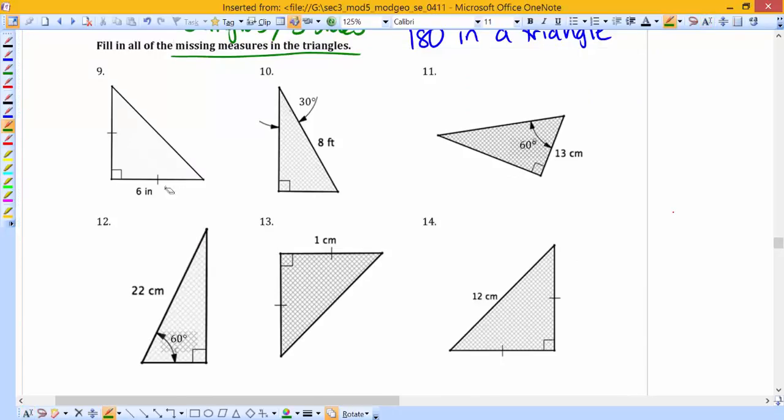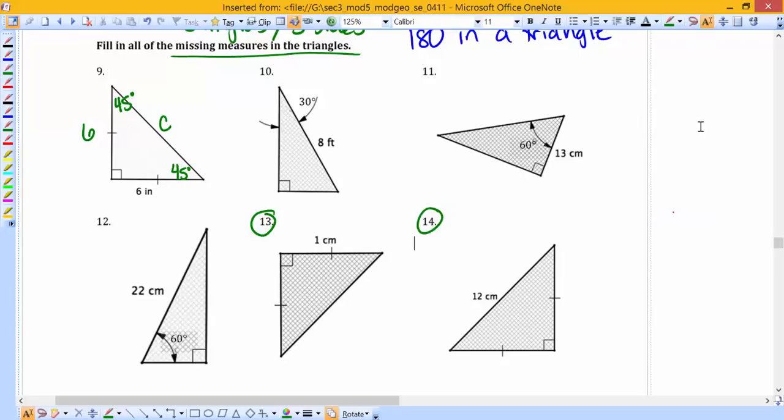9 is an isosceles triangle. So we need to remember if this is 6, this side is also 6. So now I can use the Pythagorean theorem to find my hypotenuse. Additionally, since this is an isosceles triangle, this is a property we just need to know of isosceles triangles. This is 45 degrees, and this one is also 45 degrees. You're going to use that same method in 13 and 14.